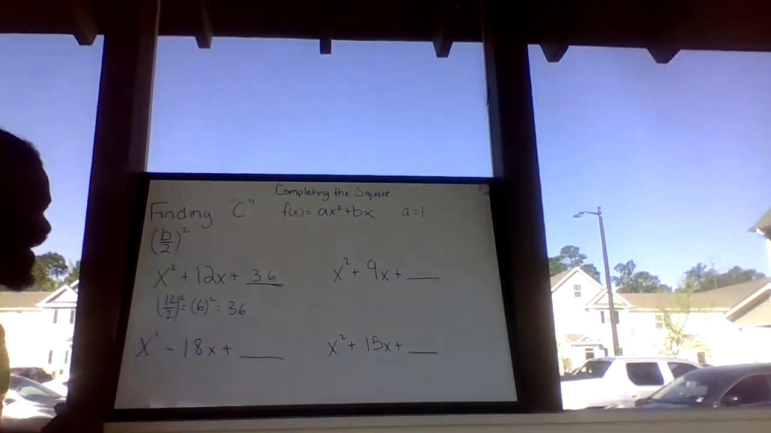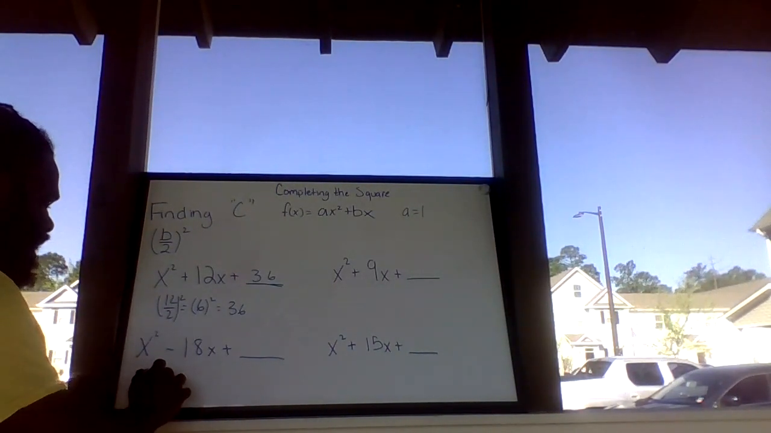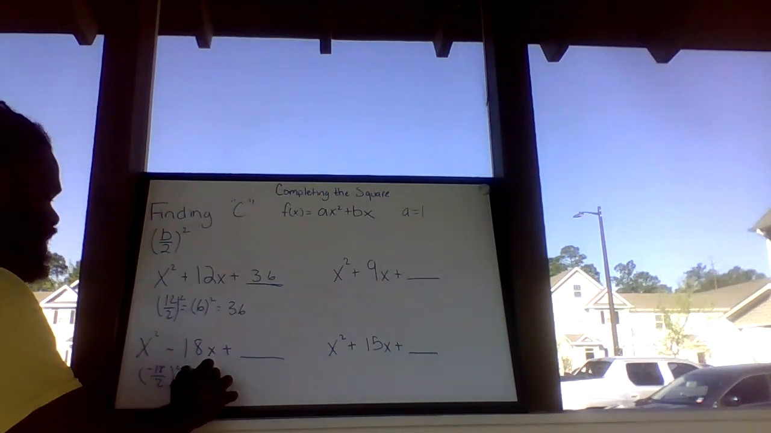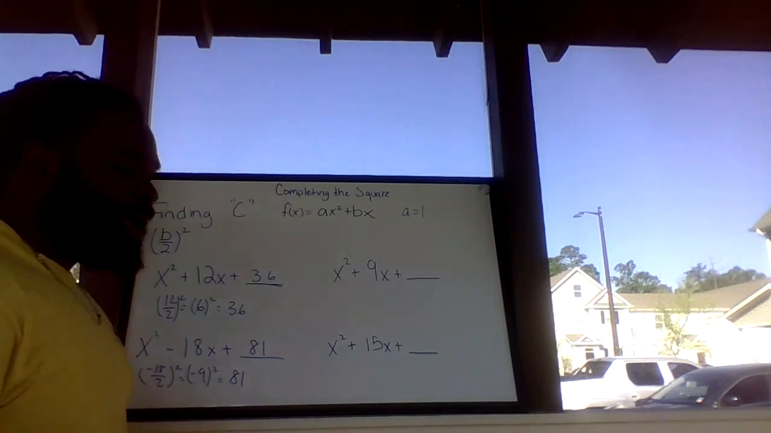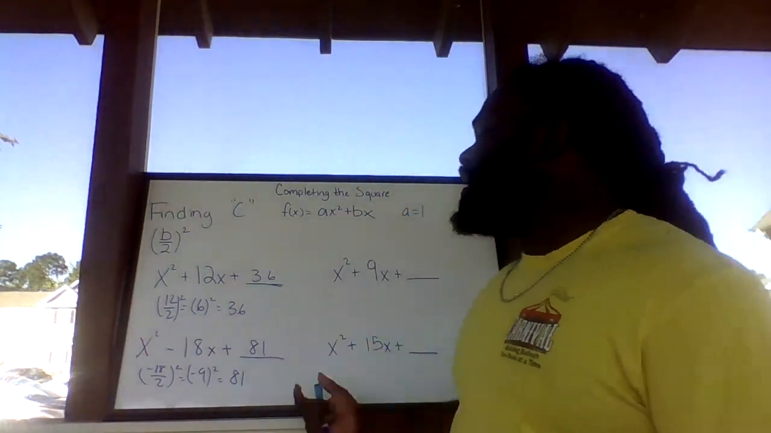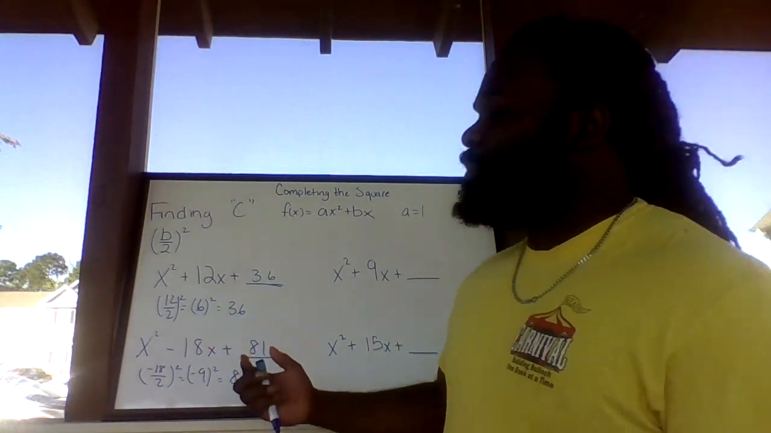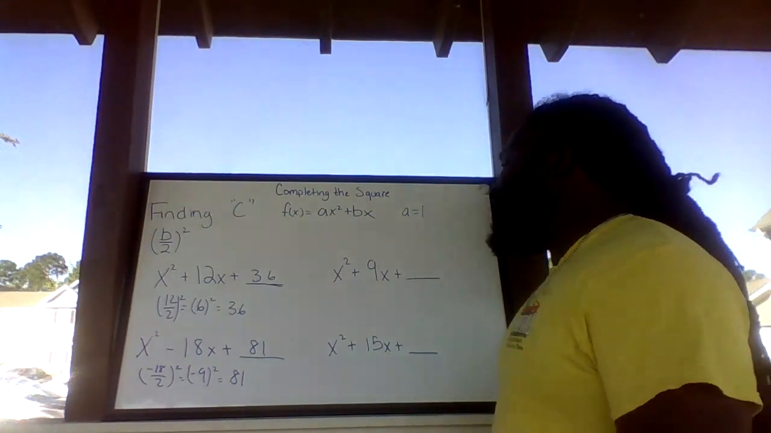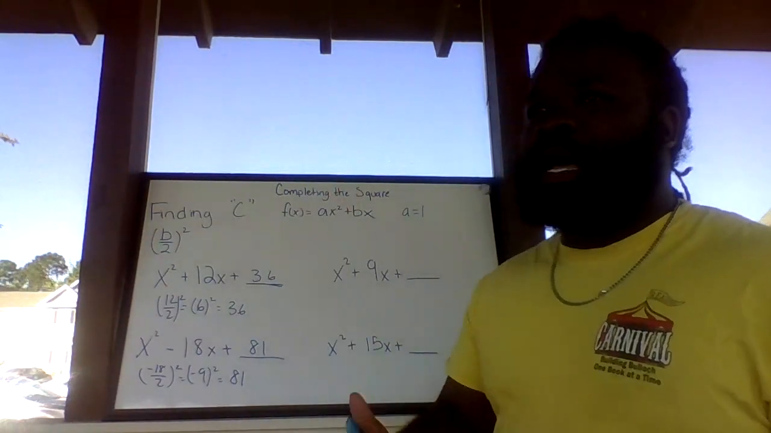Now here, I have a negative 18. Again, what I want to do is take half of my negative 18, which gives me negative 9. I'm going to square that number, and it's going to give me a positive 81. Remember, anytime you square a value, it doesn't matter that your b value is negative. Anytime you square a negative value, you're going to get a positive value, because negative 3 times negative 3 will give me a positive 9, because a negative times a negative always is going to give me a positive. Now, these are easy values. They're even. Anytime you take half of an even number, it comes out to a whole number.